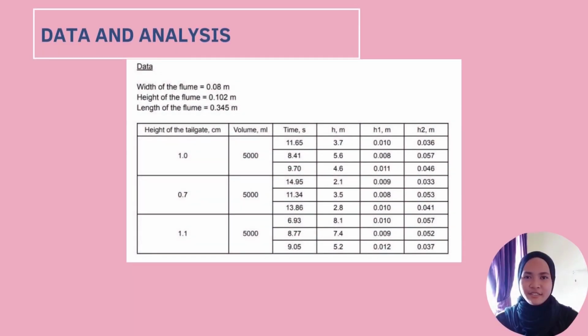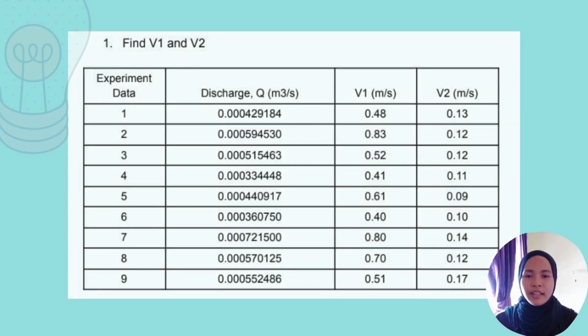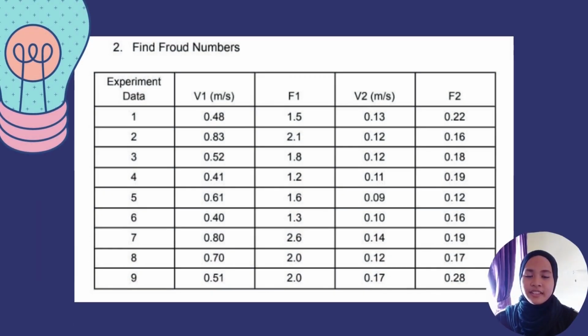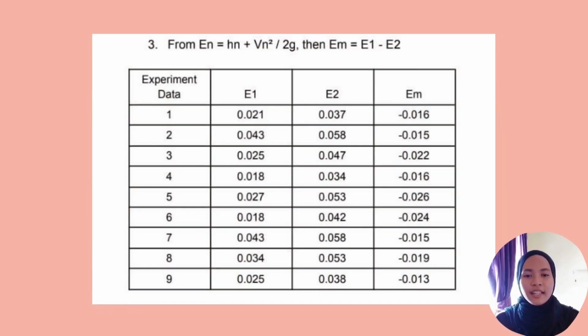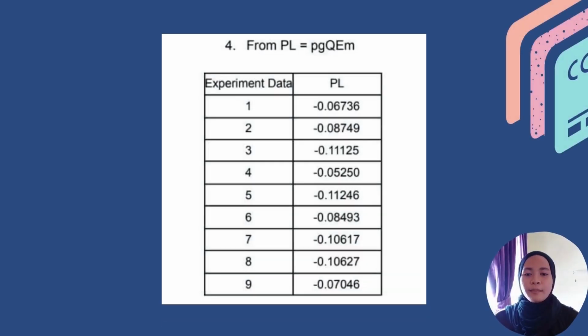For the data and analysis of this project, we need to take width, height, length, volume, time, H, H1 and H2. From the data taken, we can find V1 and V2, and then we can find Froude number, F1 and F2, and then we can find E1 and E2 by using the formula H plus V squared divided by 2g. And then we can find EM by using the formula E1 minus E2. Lastly, we can find P by using the formula rho g Q multiplied by EM.